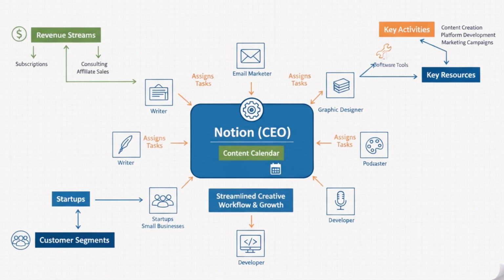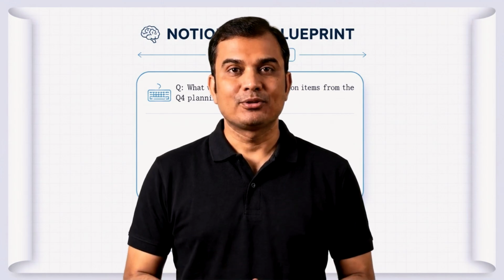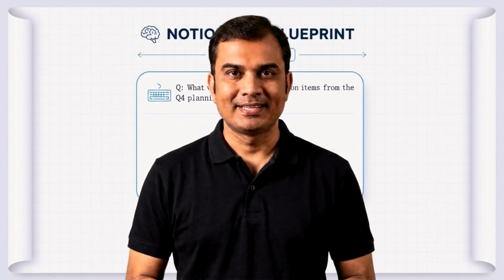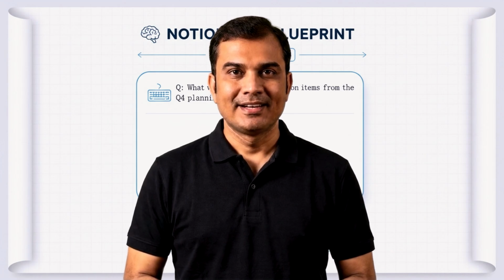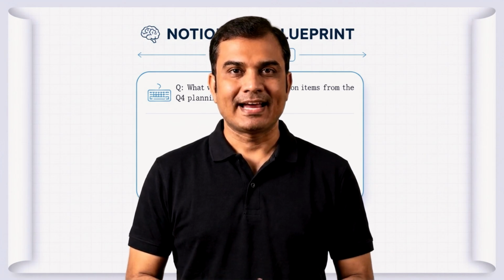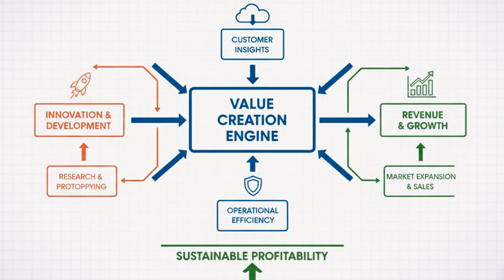By treating it as a CEO, you stop trying to make it do everything. It's not your writer, it's not your email client, it's the brain. The content calendar we just built is a perfect example. That's the CEO setting the quarterly strategy. Every project, every client, every idea lives inside this one central hub. And because it's the central brain, it develops an institutional memory. This is the end of the "where did I save that file?" panic forever. I can ask it, what were the 3 main action items from the Q4 planning doc? And it doesn't just find the file. It reads it, understands it, and gives me the answer. The CEO remembers everything, so I don't have to.